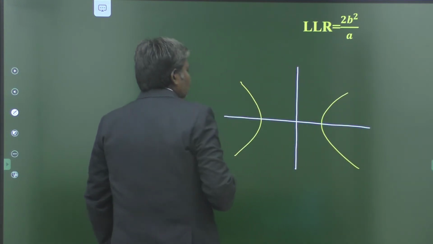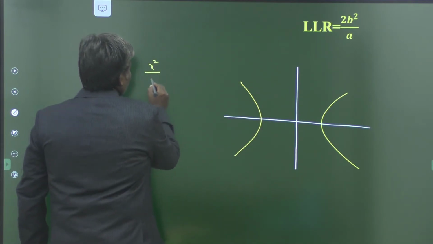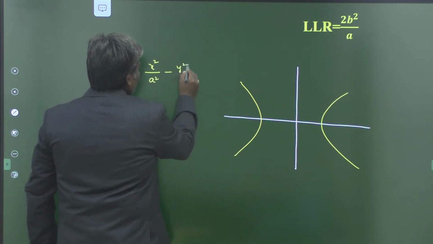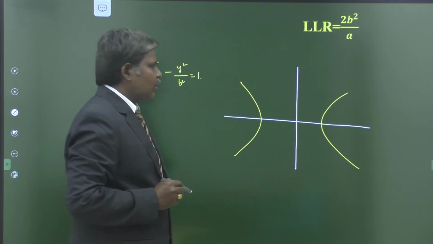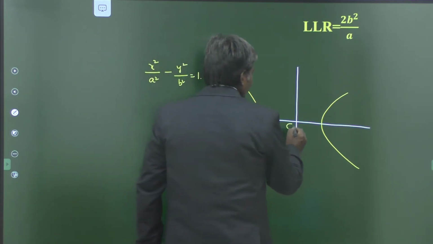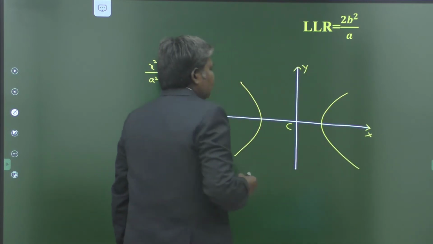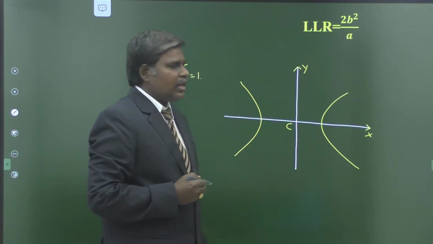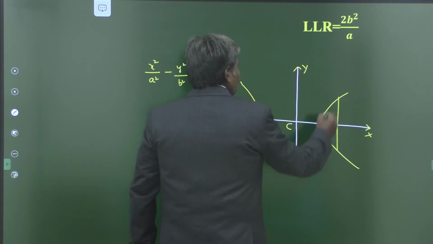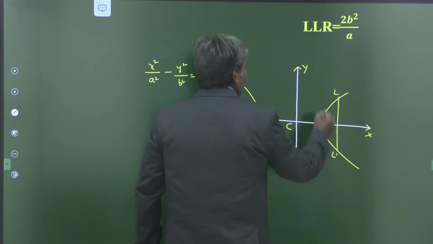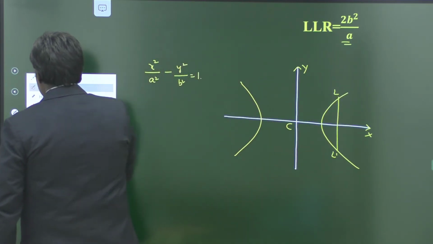In the previous class, we derived its standard equation as x square by a square minus y square by b square is equal to 1. It is the standard equation of the hyperbola. It is its center. It is x-axis. This is the y-axis. Latus rectum means the focal chord perpendicular to the axis. This is your latus rectum, L L dash. Now we have to find out its length as 2b square by a. How to prove this one?